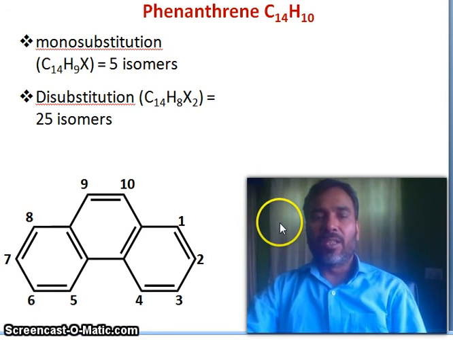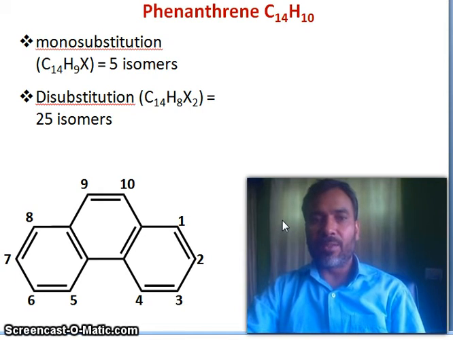Now the important questions: if you attach any single substituent anywhere, then it will show 5 isomers, meaning mono substitution gives 5 isomers of phenanthrene. If you remove two hydrogens and replace them with substituents, then it will show 25 isomers.